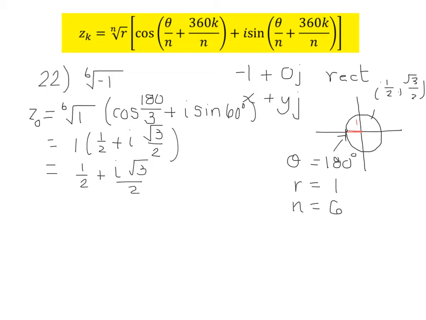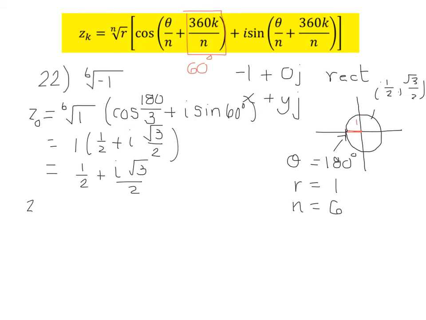Now I want to determine how much I'm going to add to that previous angle measure of 60 degrees, and this is where I focus in on this portion of the formula. Substituting 1 in for k, which would be the next value of k after 0, 360 times 1 is 360. Divide by n, which is 6. 360 divided by 6 is 60 degrees. All angles that I use to determine these 6th roots will be 60 degrees apart from one another.